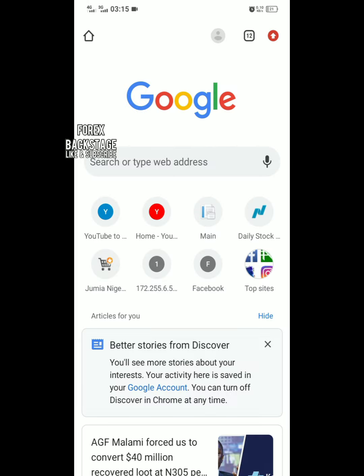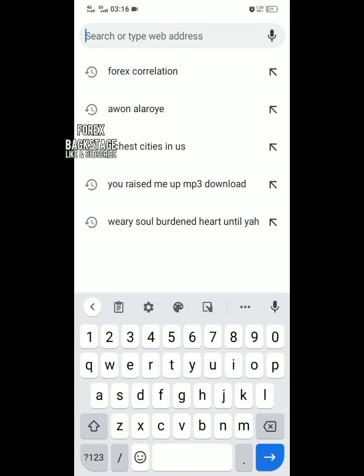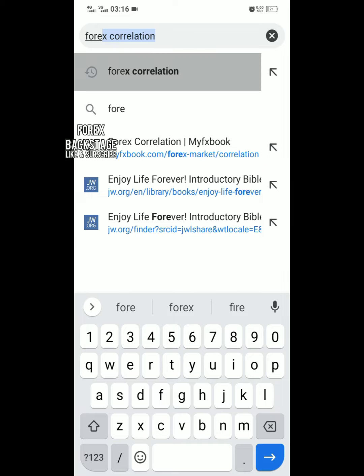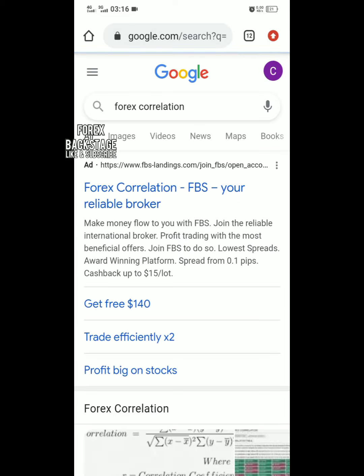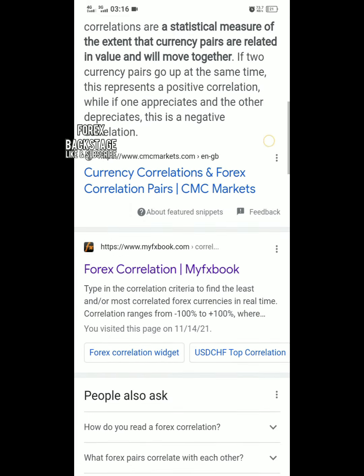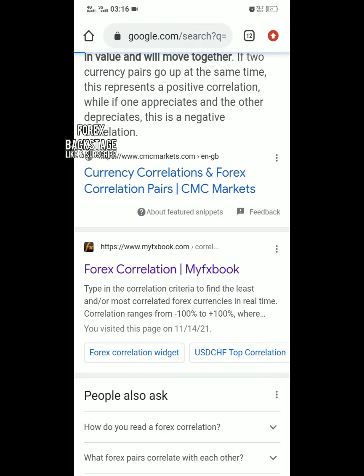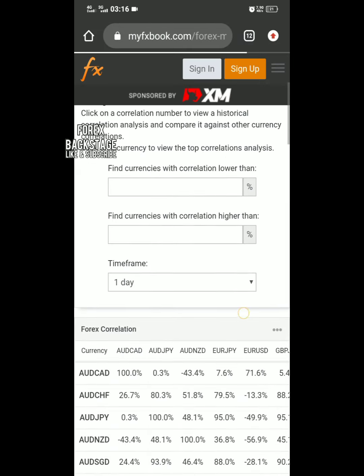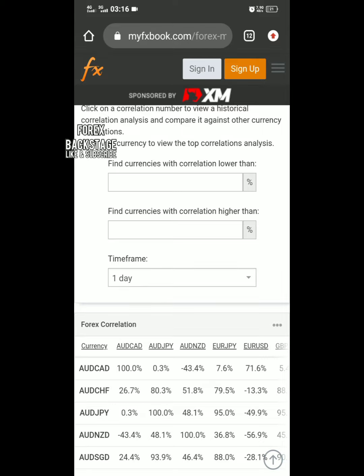So, to understand forex correlation, just type in forex correlation. This is my search history. So you click forex correlation, then check the one provided by my FS book, which is this, since I've clicked it before. So in this place, which time frame do you take your entries?